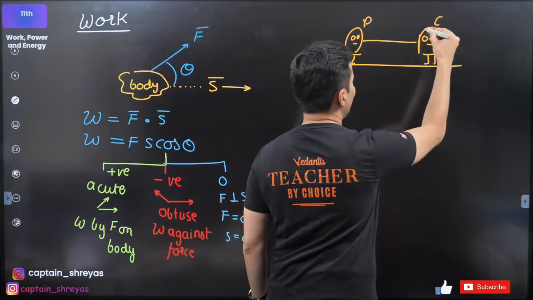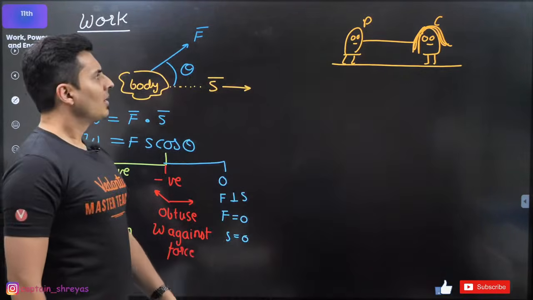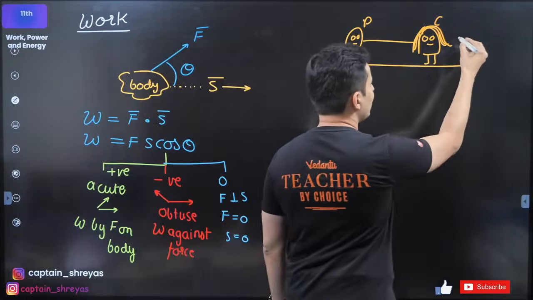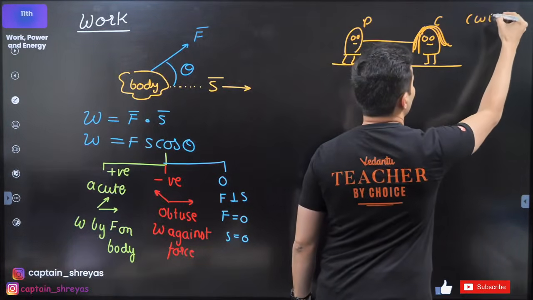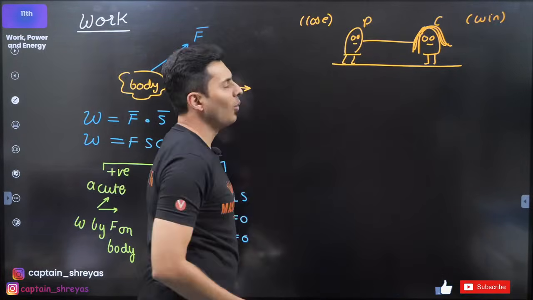Do you want to make Champa win or do you want to make Pandu win? I think we had done a similar question in Newton's laws also. I think there Pandu won. Maybe this time Champa wins. So Champa is, let's say, the winner, and Pandu loses the tug of war.